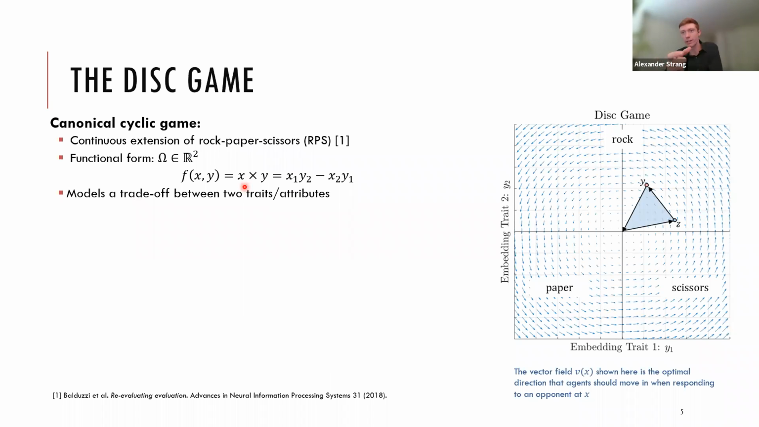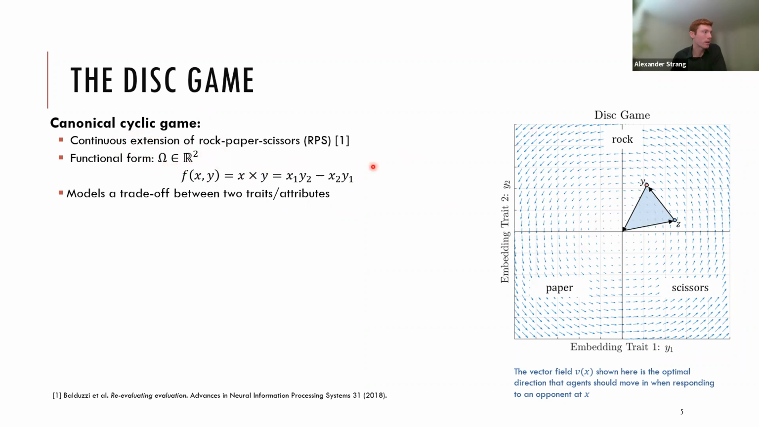Now let's focus on our simple canonical games. These are the atoms or the building blocks of which we'll try to build up the molecules of a more complicated game. So we'll start with what's called a disk game. And this you can think of as a canonical cyclic game. This is the simplest cyclic game. And it's essentially just a continuous extension of rock, paper, scissors.